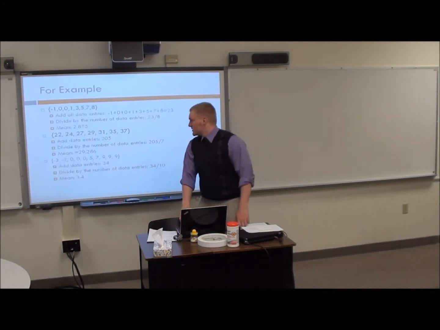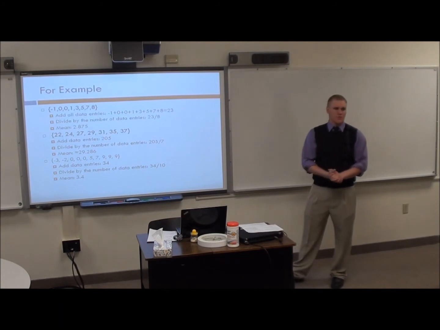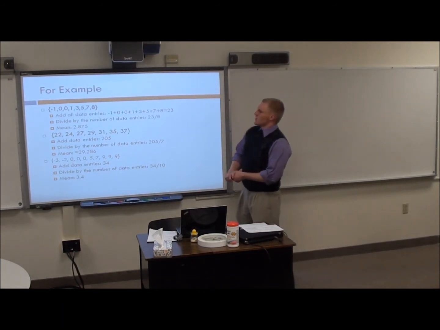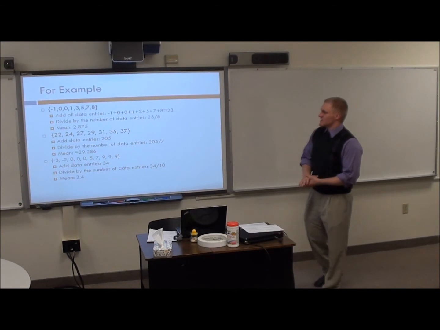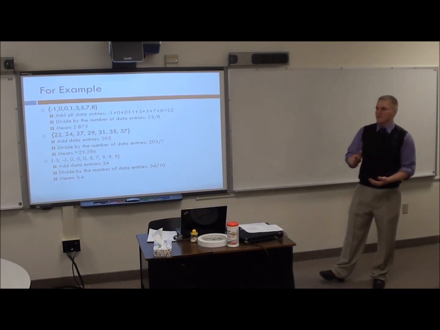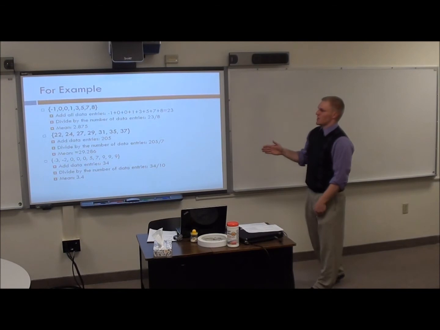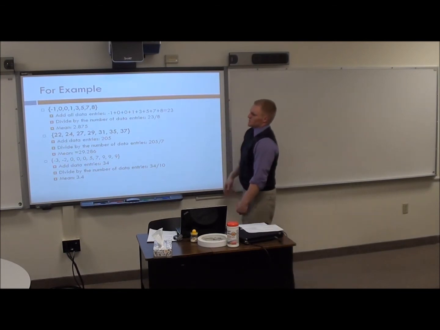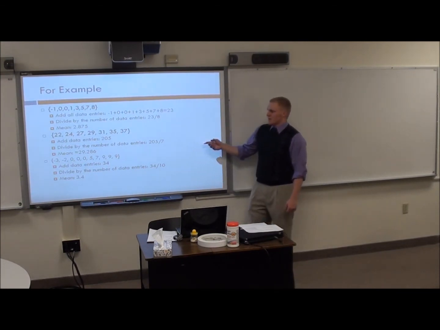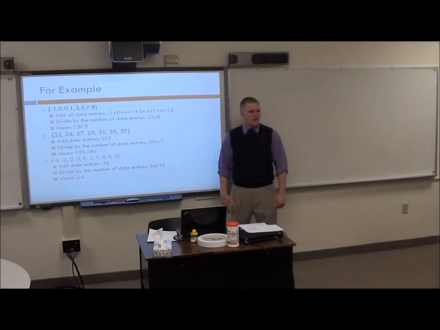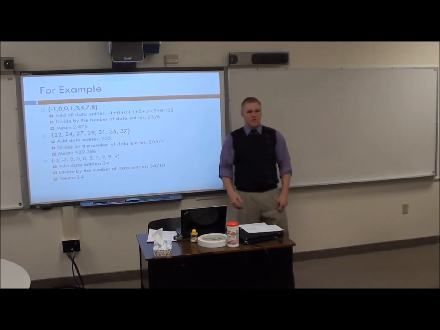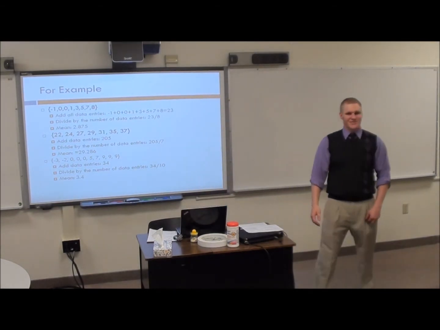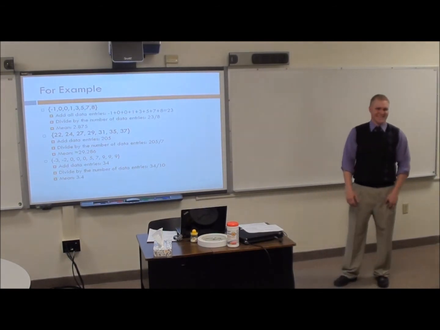All right, good. So now, for example, we have the same 3 data sets again. We're adding all the data entries. We do this first one, we have 23. There's 8 entries in the data set, so we take 23 divided by 8, and our mean is 2.875. The same with these other 2. We're going to add all of our data entries, divide by the number of data entries, and then we have our mean. Does everyone understand? Are you ready to try some on your own? All right.